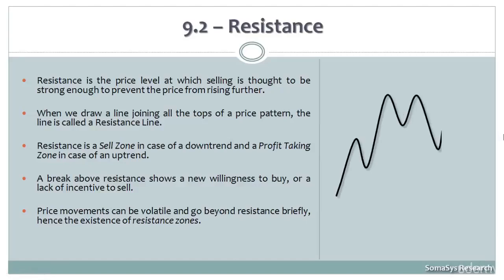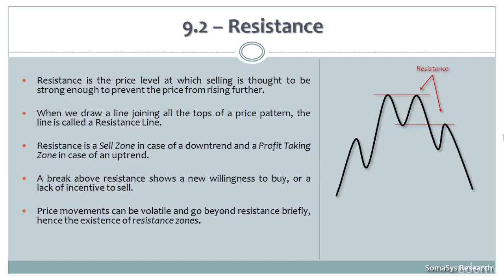Resistance is a price level at which selling is thought to be strong enough to prevent the price from rising further. It is believed that supply will overcome demand and prevent the price from rising further, and prices decline. Now, when we draw a line joining all the tops of a price pattern, the line is called a resistance line. It is a series of highs on a chart where the market continually rejects the price, thus not allowing it to go any higher.